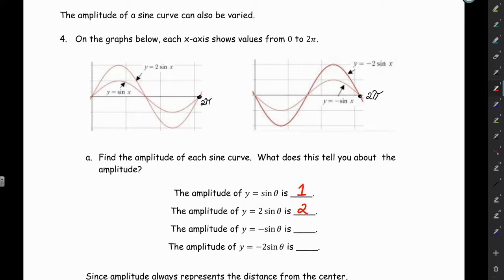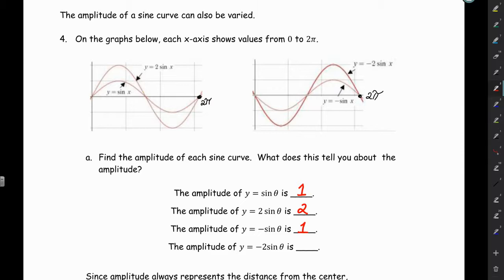What's the amplitude of y equals negative sine theta? All right, well, if we have a negative in front, that means we've reflected the curve over the x-axis. So here we have it reflecting over the x-axis. And we have our center right on the x-axis, and we're going up 1 and down 1. So even though we've reflected it over the x-axis, we haven't changed the amplitude. The amplitude is still 1. The distance from the center is still 1.